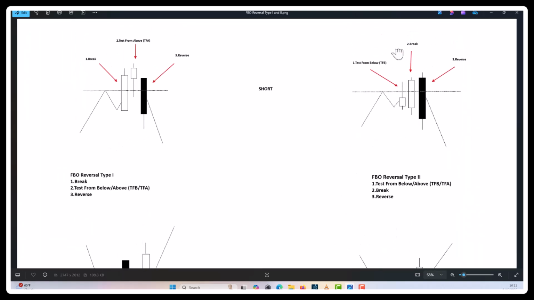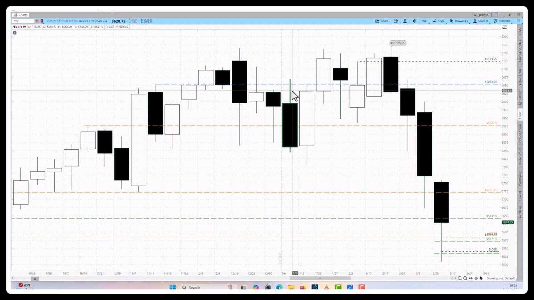That is a type 2 reversal in a short setup. That's exactly what happened right here. See that? Test from below, break and reverse. So when it comes down to this level, it will never come back. But the trick right here is how we enter this, right? When it touches the level and it fell, then at the level right here, we can enter at that level.